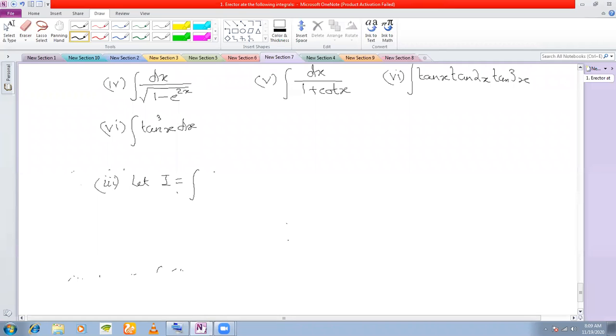The question here is: let I be equal to the integral of dx by root of 1 plus sine x. In order to solve this kind of an integral, you multiply the numerator and denominator by root 1 minus sine x. No, in fact, what you do here is you express this as a perfect square.